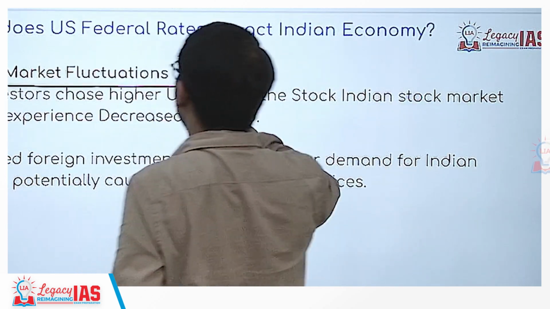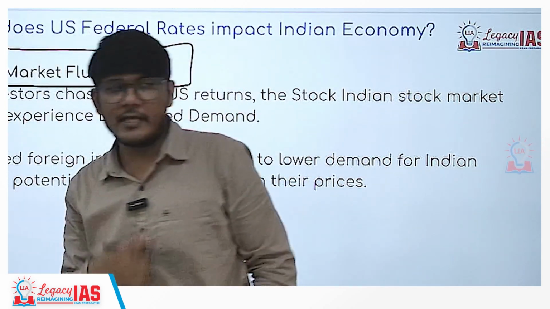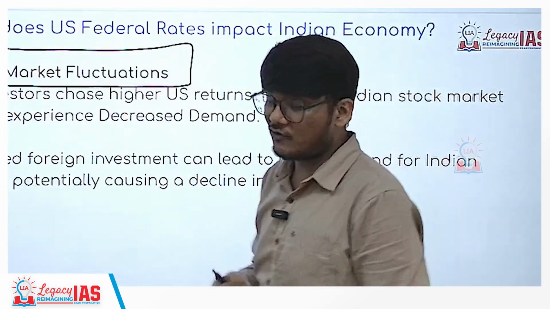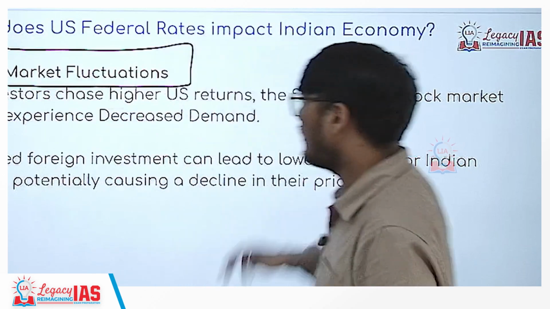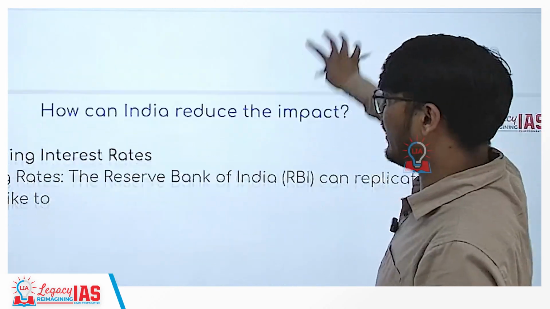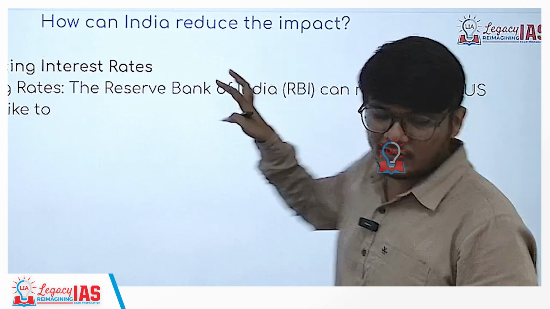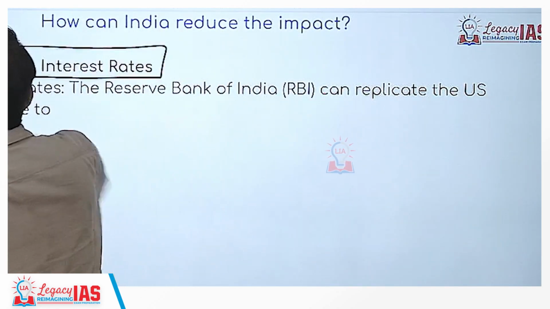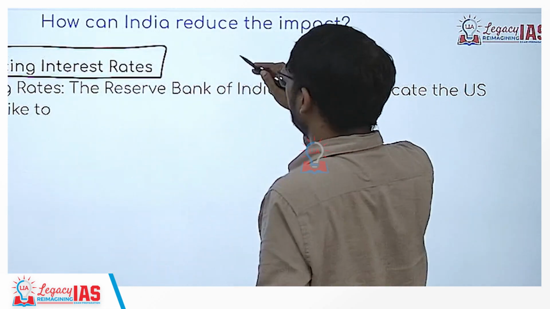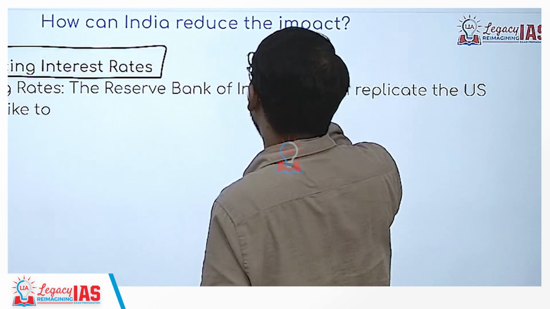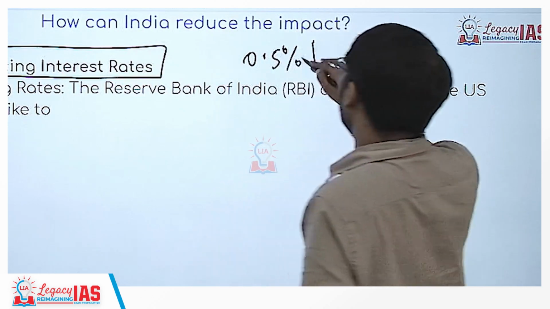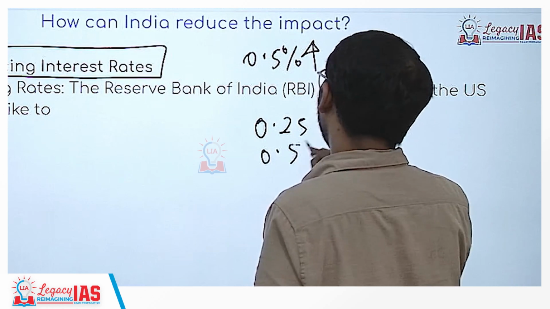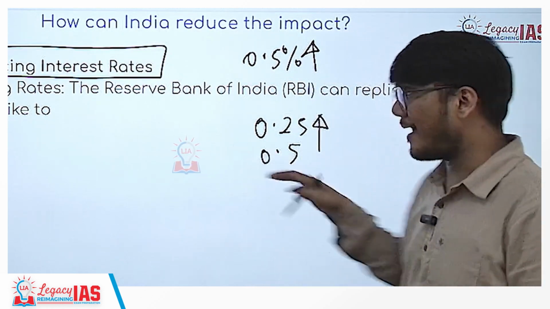Stock market fluctuations: since people are taking their dollars out and investing elsewhere, the stock market would fluctuate. People who are investing in other companies in other countries, right? So that fluctuation will also be there. How can India reduce the impact? By balancing the interest rates. If, let's say, the Federal Bank has increased the interest rate by 50 basis points, that means by 0.5%, India can also increase, let's say by 0.25 or 0.5, depending upon the numbers.